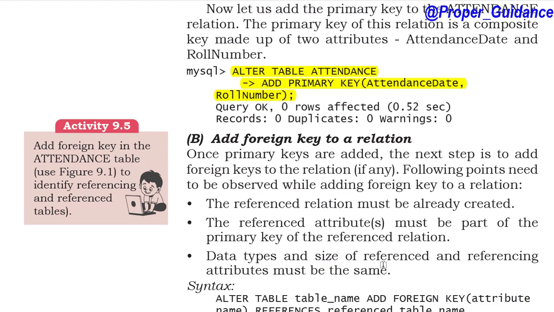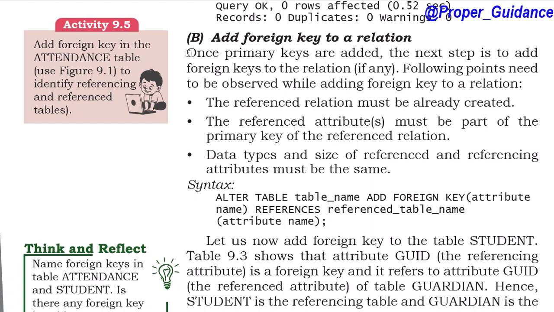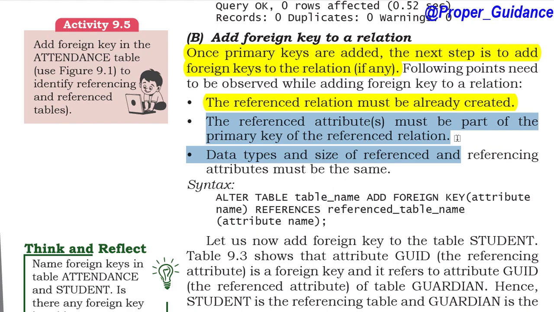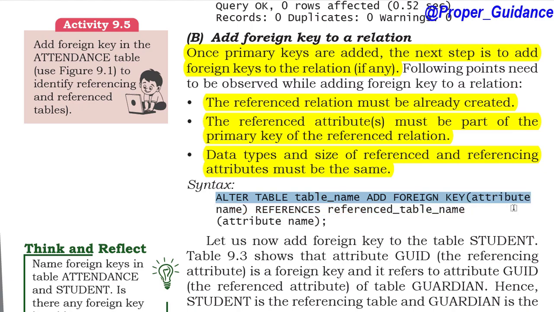Okay. Add foreign key to a relation. Once primary keys are added, the next step is to add foreign keys to the relation, if any. The following points need to be observed while adding a foreign key to a relation. The referenced relation must be already created. The referenced attributes must be part of the primary key of the referenced relation. Data types and size of referenced and referencing attributes must be the same. Syntax: alter table, table name, and foreign key attribute name references referenced table.